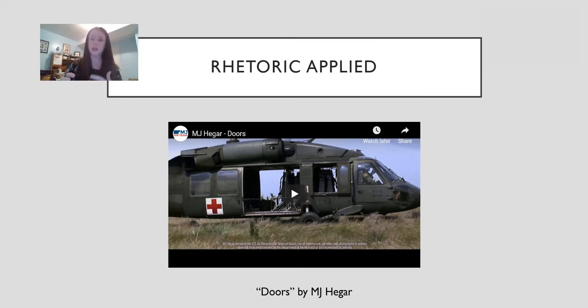So when we first look at logos, and of course, these are just my observations, you might have noticed other things as well. But just very briefly, when we look at logos, we first hear it in the numbers that she's using. How many tours that she did in Afghanistan, how many women had received the Purple Heart like she had. So we can definitely see her starting to use this quantitative data, these facts and statistics.